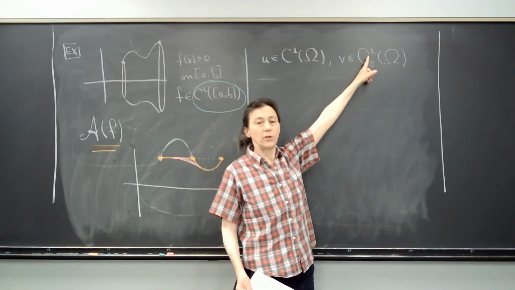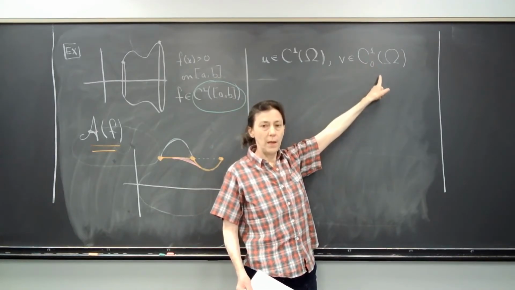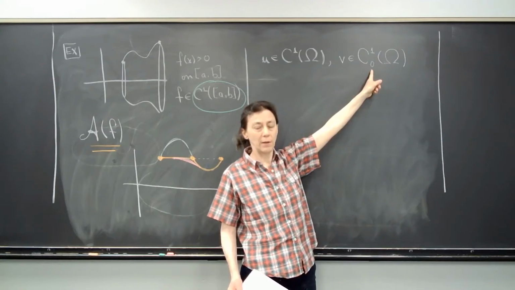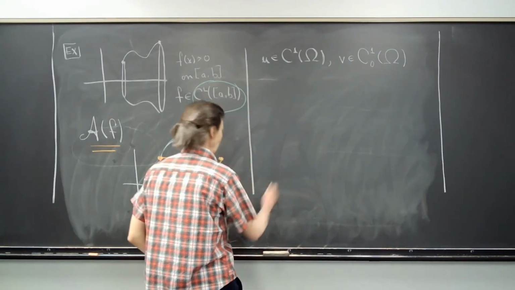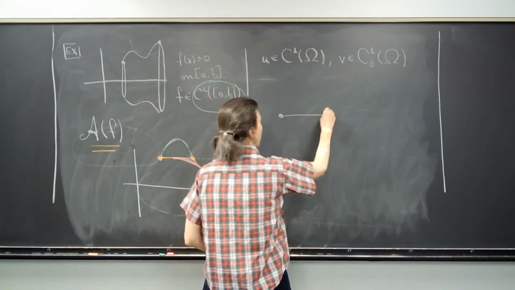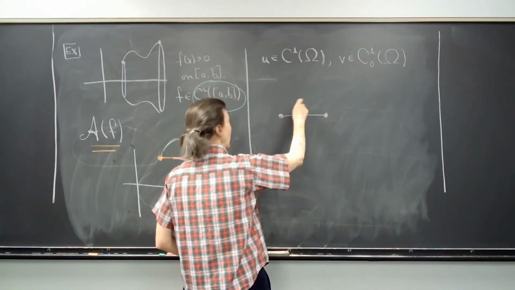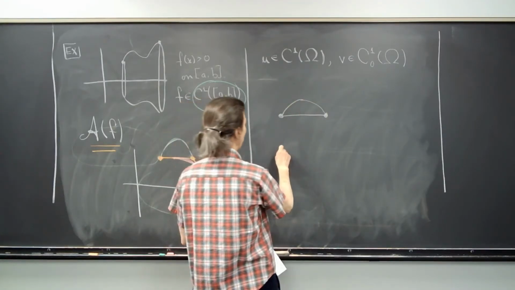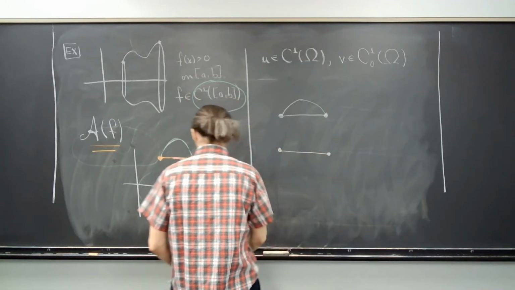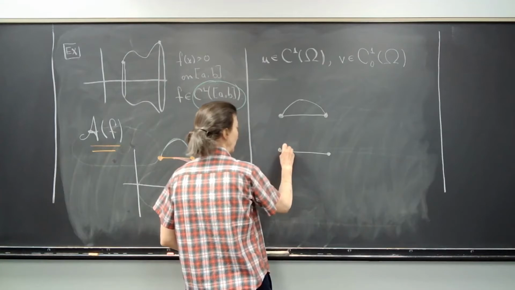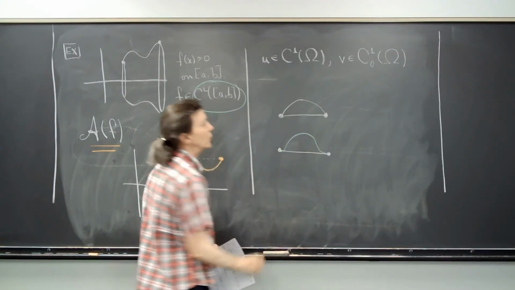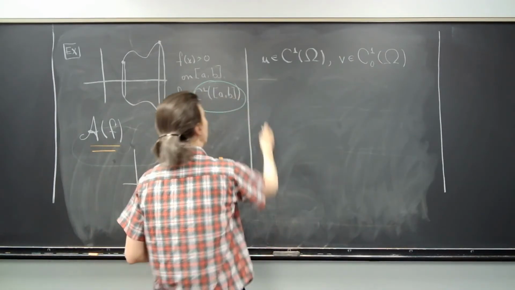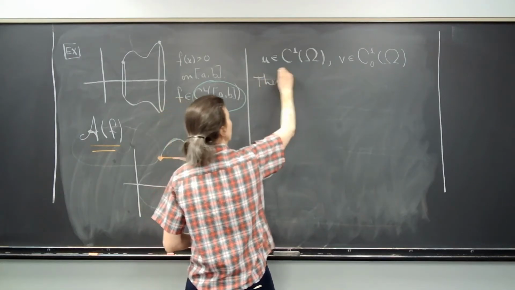But here's some notation I don't know whether you know. This is the class of functions that are C1 and supported in a compact set in the interior. To be in this set, it's not enough that V vanish at the endpoints. V has to vanish in a neighborhood of the endpoints. Okay. But suppose you have such functions.